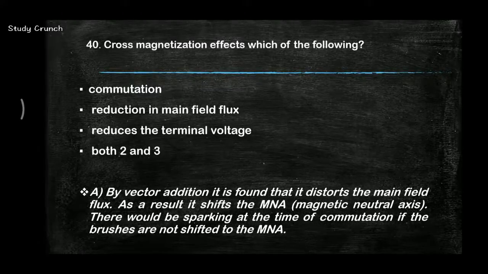Next, cross magnetization effect, which of the following? So the answer is it affects the commutation. By vector addition, it is found that it distorts the main field flux. As a result, it shifts the MNA. There would be sparking at the time of commutation if the brushes are not shifted to the MNA.